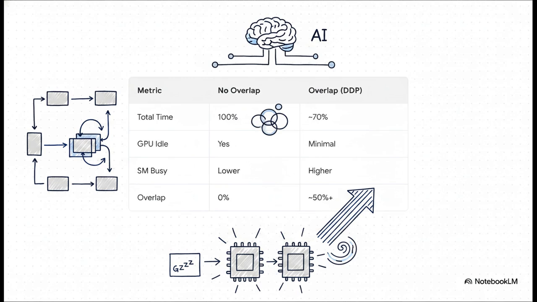And the impact here isn't just theoretical. The real-world results are frankly stark. Moving from a serial, no-overlap execution model to an overlapped one, like what's built right into PyTorch's distributed data parallel, yields roughly a 30% improvement in total iteration time. GPU idle time drops to a bare minimum, streaming multiprocessor utilization stays incredibly high, and you achieve this massive overlap where communication is just completely covered by compute.